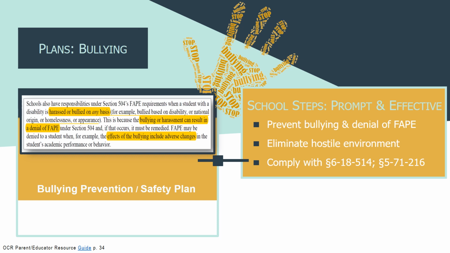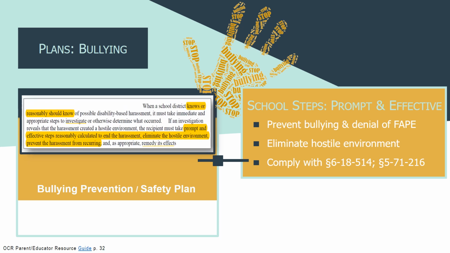Regarding disability-based bullying or any form of bullying of a student served under Section 504, while the federal statute does not explicitly mention bullying or harassment, failing to respond to a report of such behaviors can lead to a denial of a free and appropriate public education, FAPE.